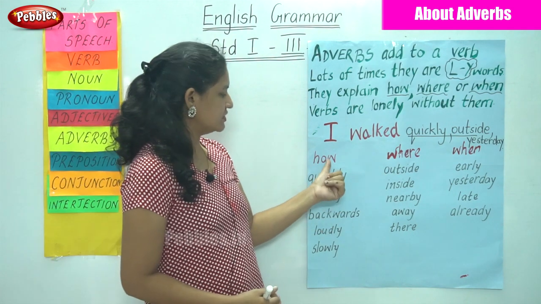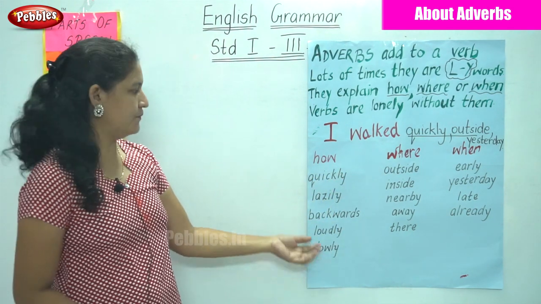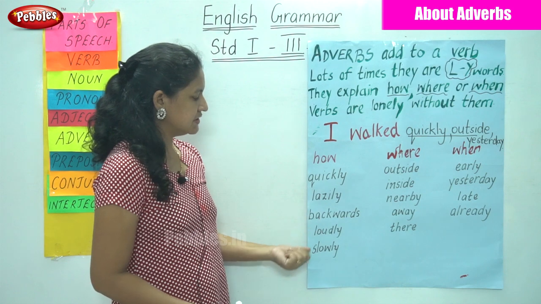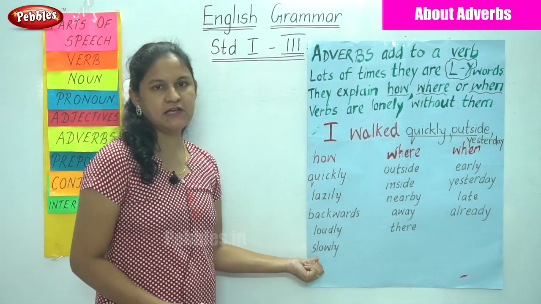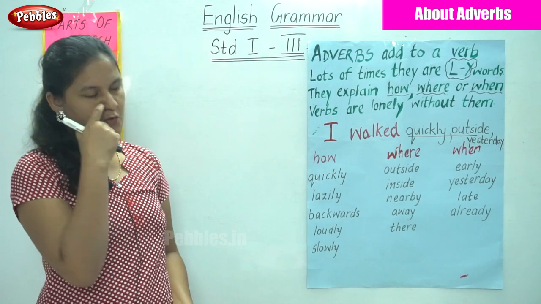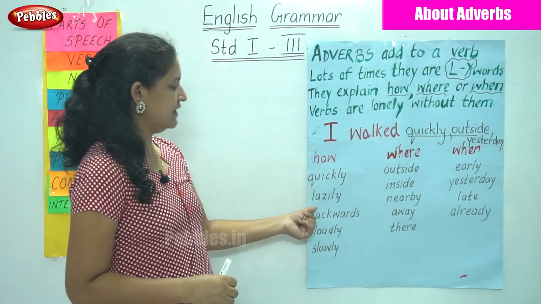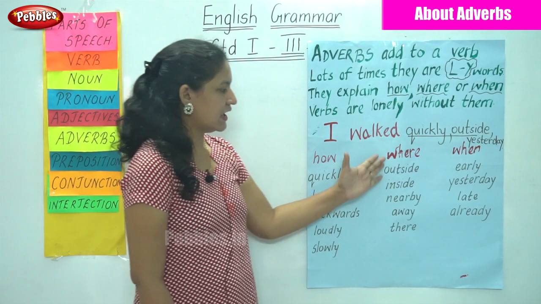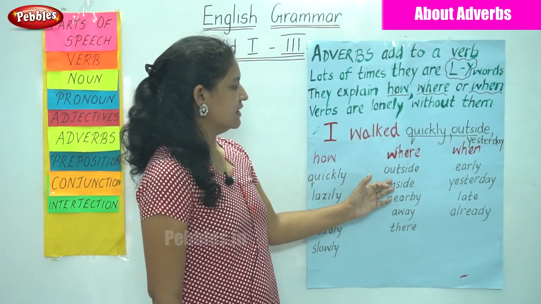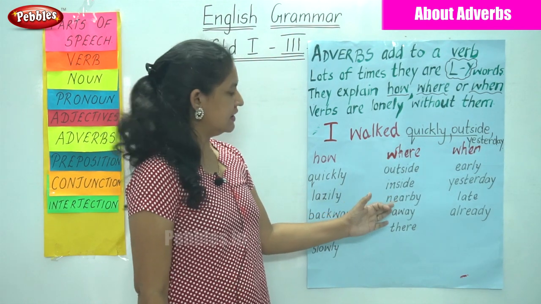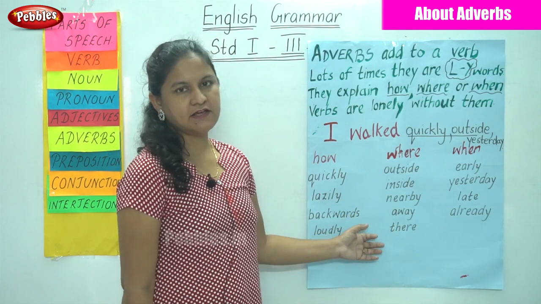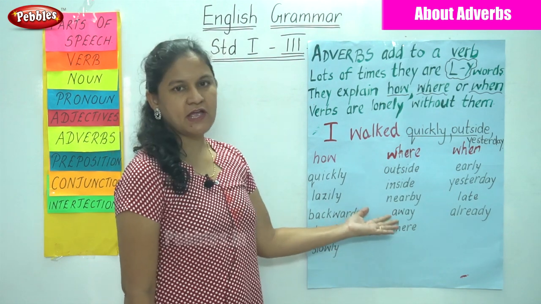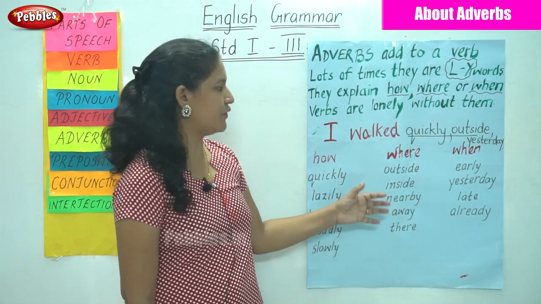So we have what are all the words that come under how. So it answers quickly, lazily, backwards, loudly and slowly. These all answer the question how. And where is concerned, it answers outside, inside, nearby, away, there. So where did it happen? Outside, inside, nearby, away, there. So all these answer the question where.